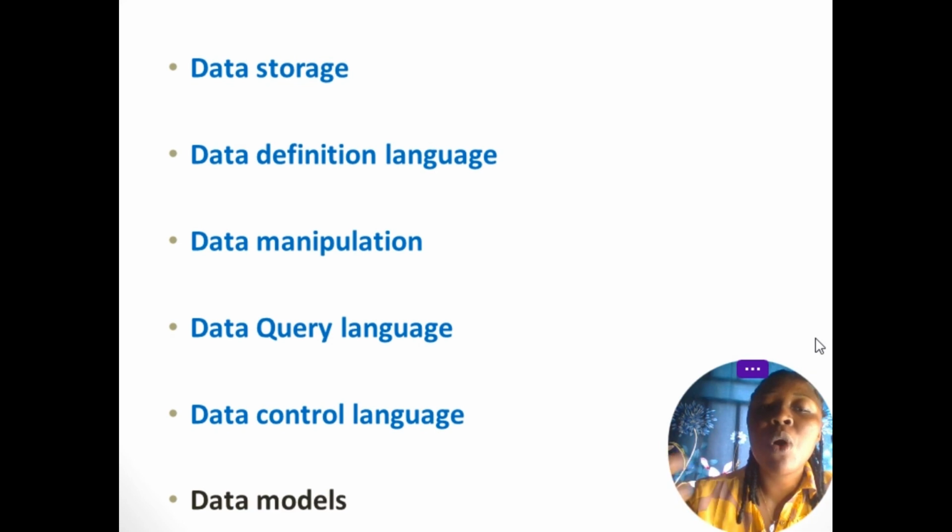Let's talk about the data models. There are many data models. We have the relational model, the hierarchical model, and the object-oriented models. Data models help data to be organized, structured, and related within the database.